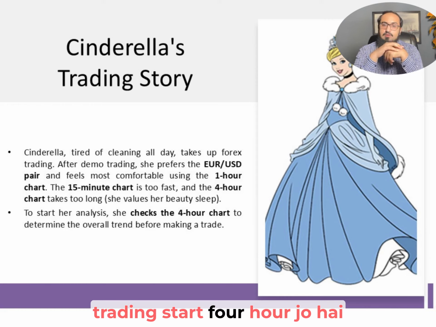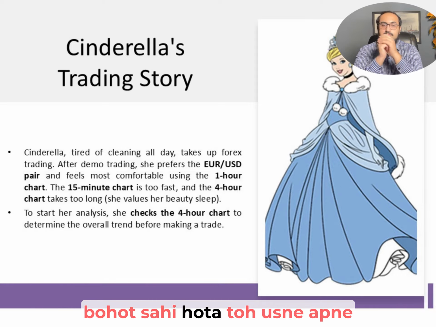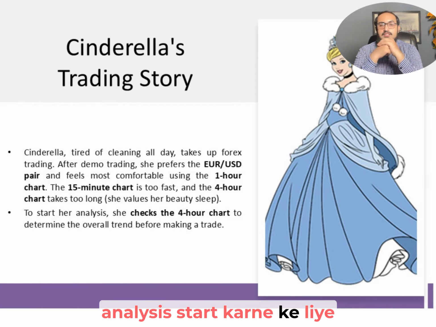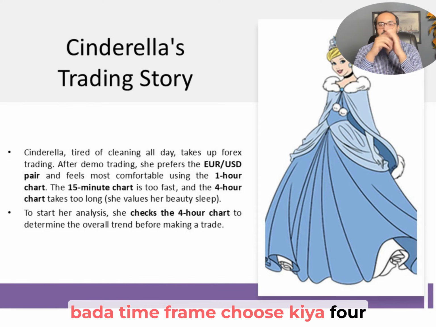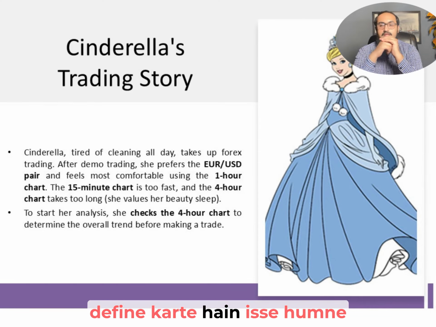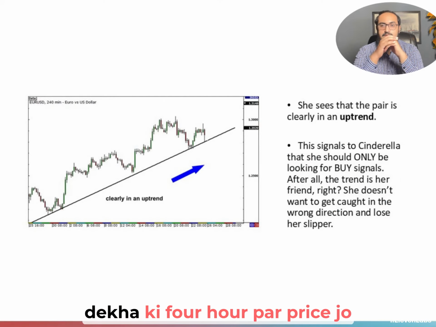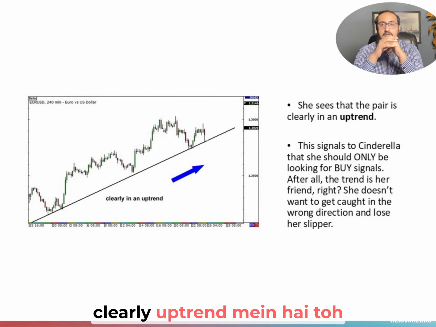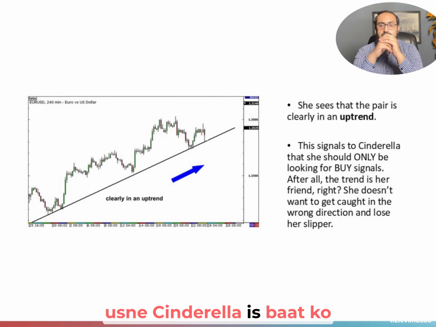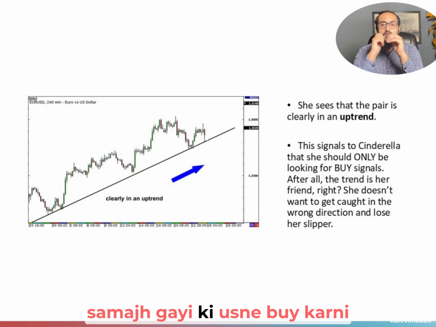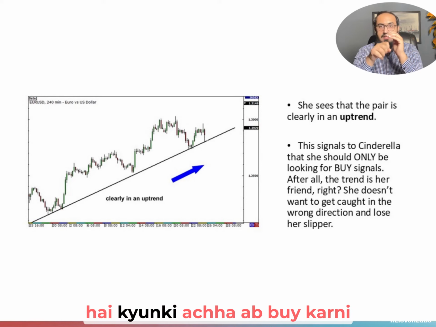So what did she do? She decided on the 1 hour chart because 15 minutes seemed too fast for her and 4 hours was too slow. So she chose a longer time to start her analysis. The 4 hour chart defines the trend. We discussed this earlier. Then she saw that on the 4 hour chart, the price is clearly in an uptrend. So she understood that she needs to buy because the trend is your friend.